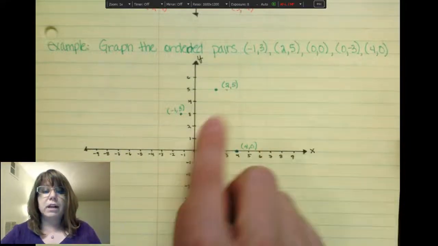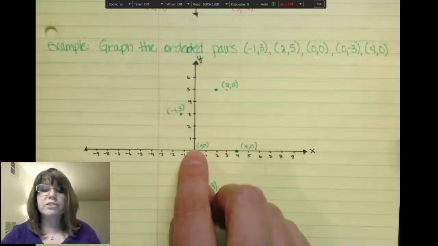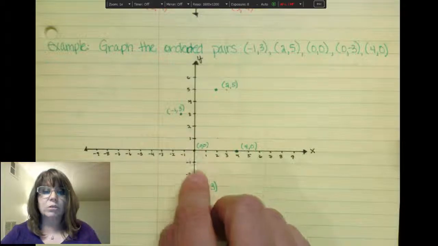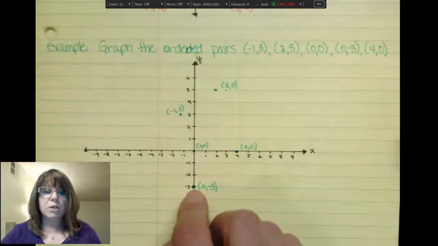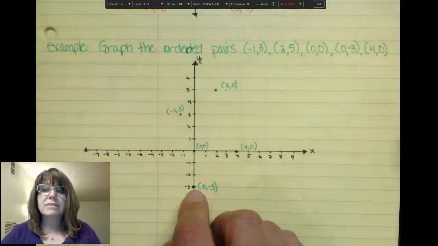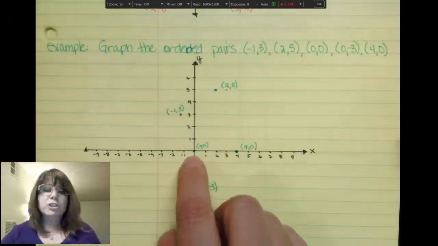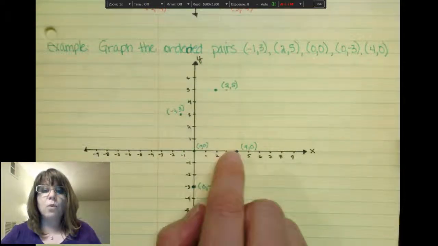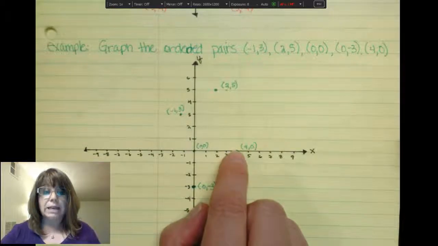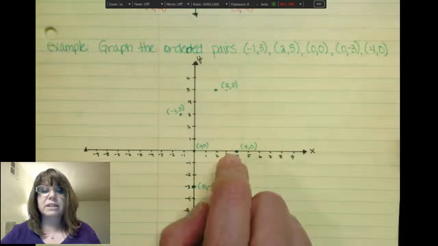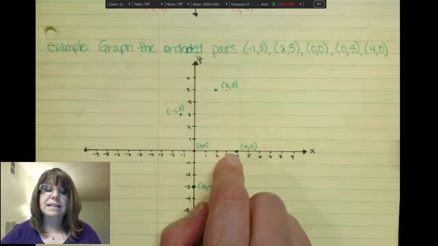(0, -3). I start at the origin and I don't move left or right any, because I can move 0, but I move down 3. So there is (0, -3). And lastly, (4, 0). I start at the origin. I move to the right 4, but up and down none. So my point (4, 0) is right there on the x-axis at 4.